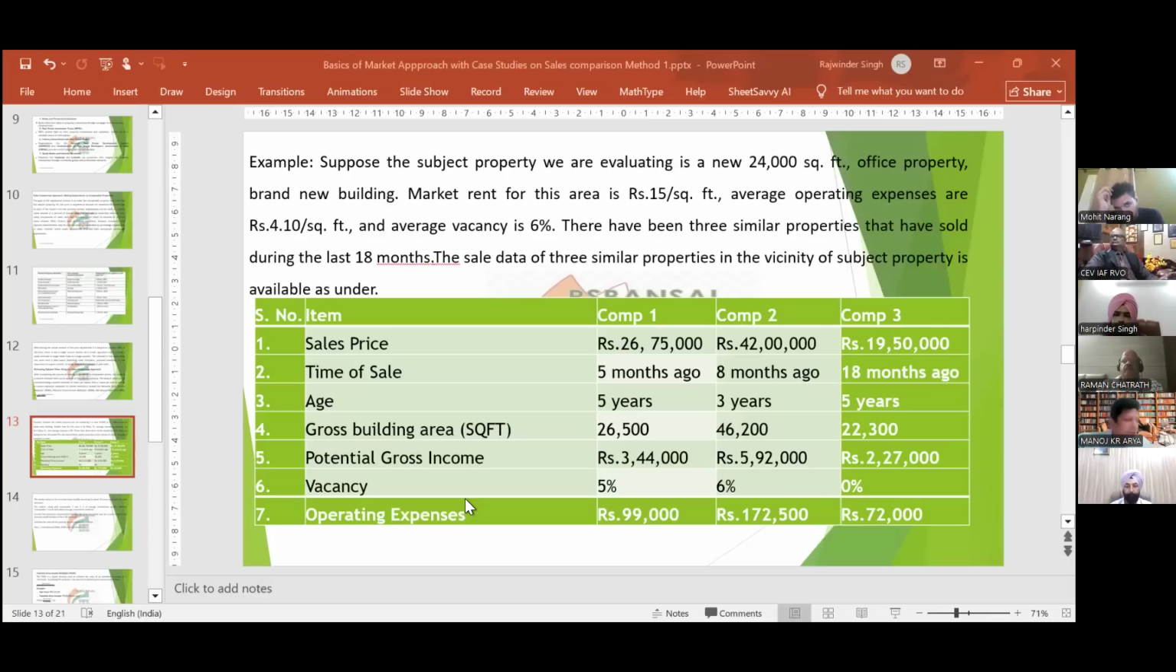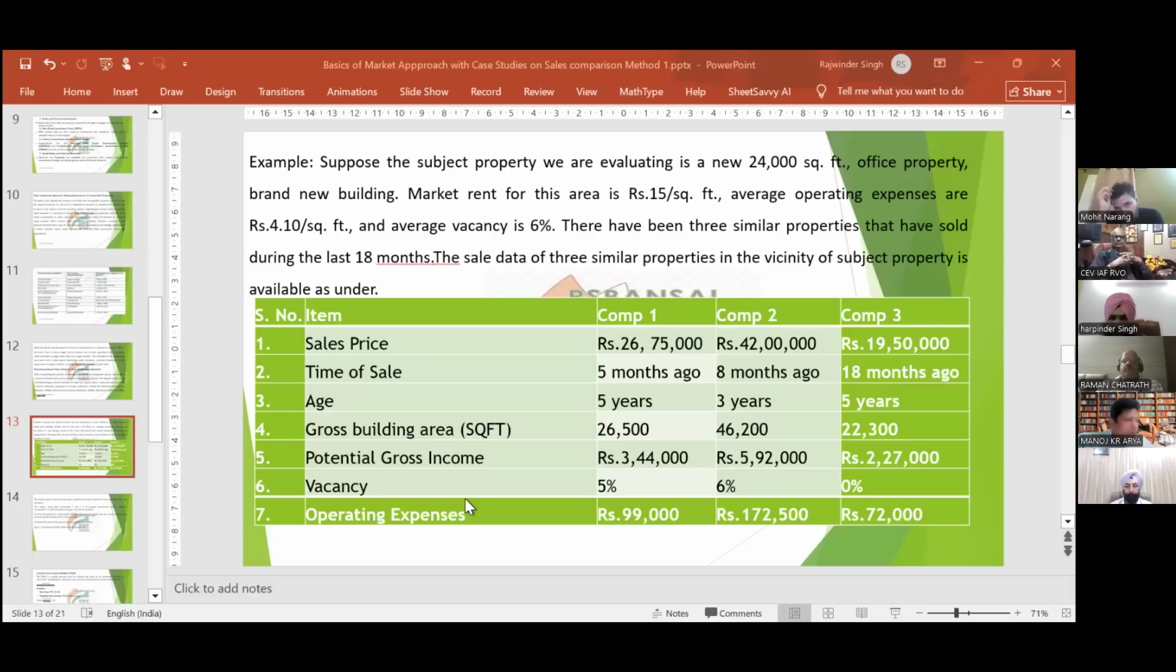Take this example. Suppose the subject property you are evaluating is a new 24,000 square feet office property, a brand new building. Market rent for the area is 15 rupees per square foot. Average operating expenses are 4.10 rupees per square foot.